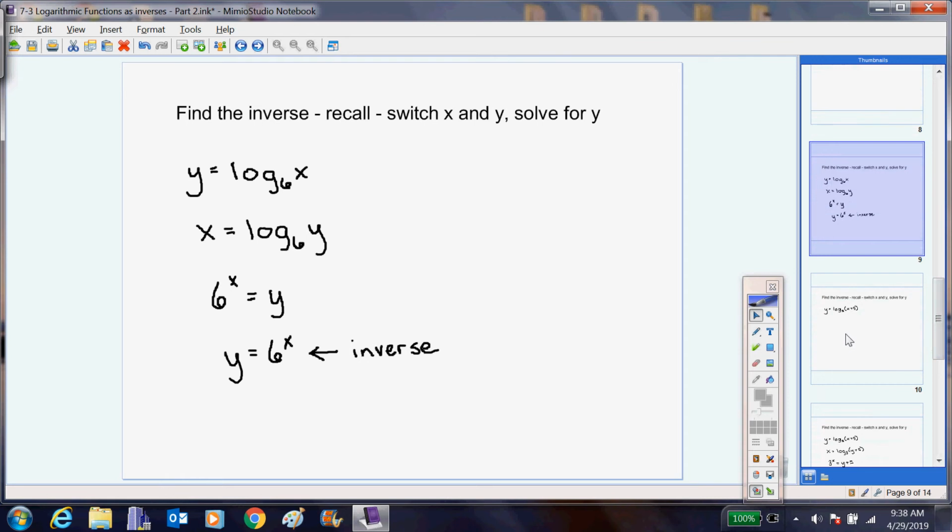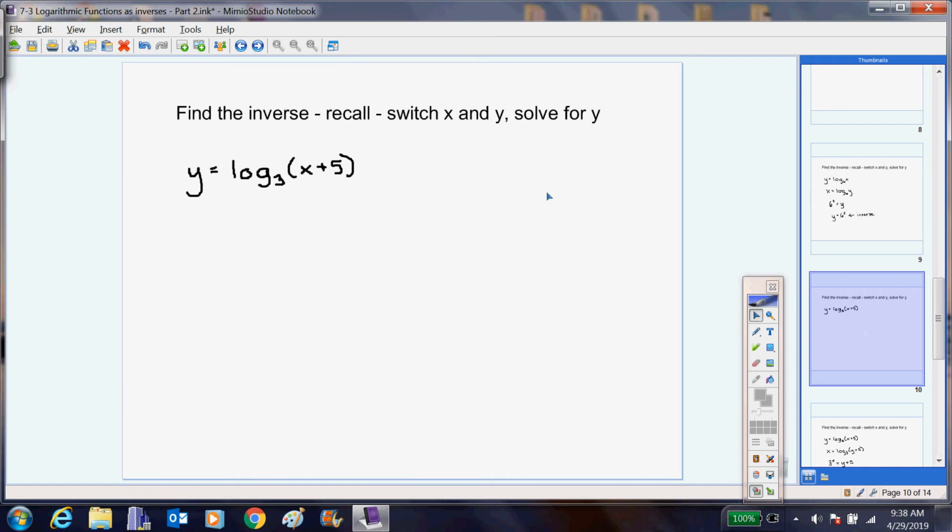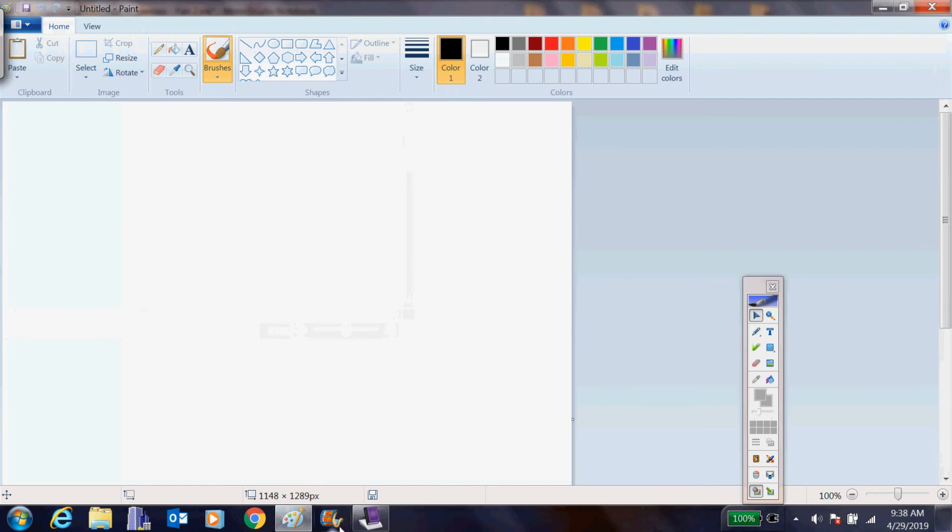And hopefully everybody's got that. Okay, so let's do this one. Let's do the same thing. Let's switch the x and y. And once you switch the x and y, let's do this actually.